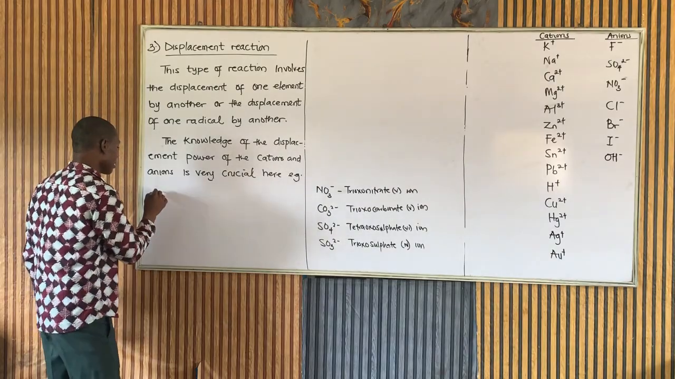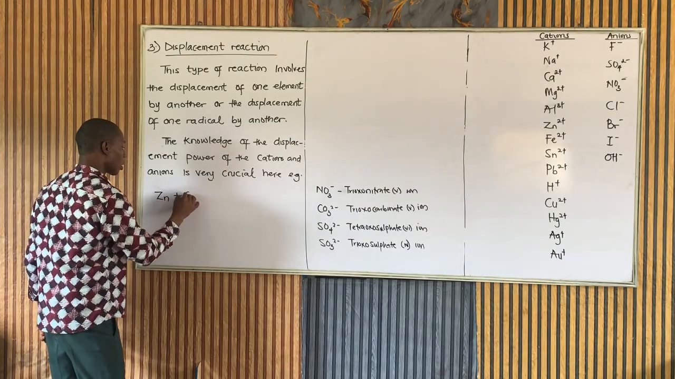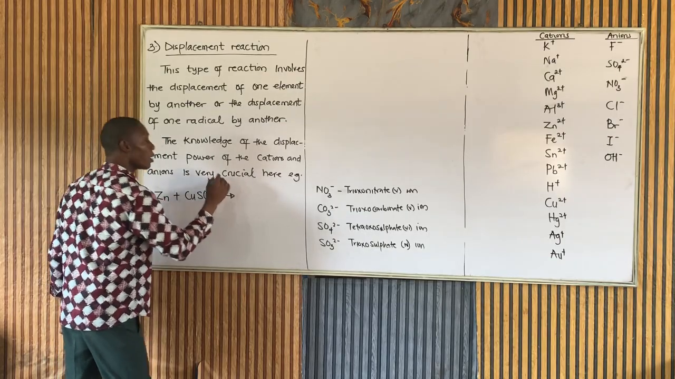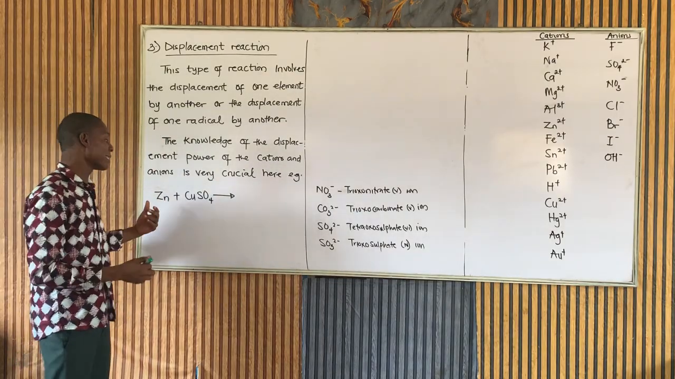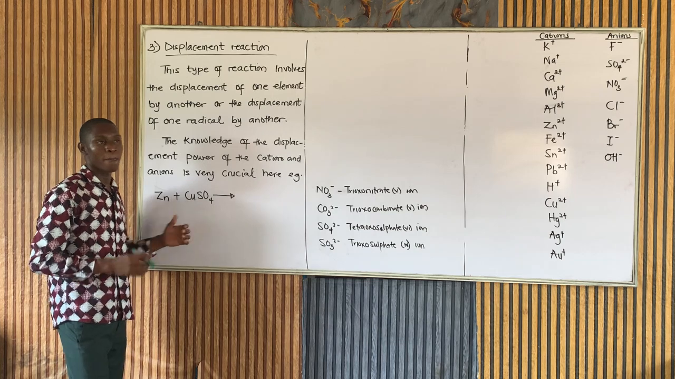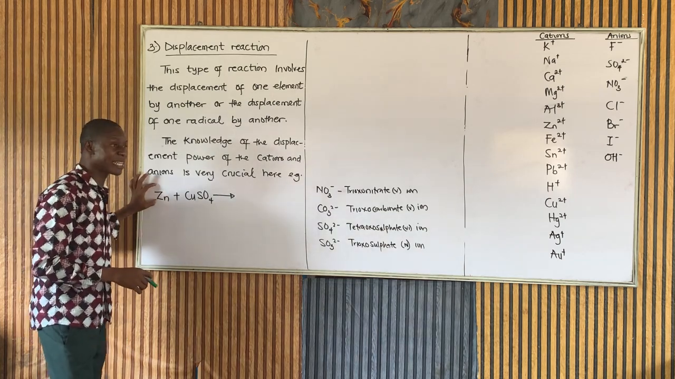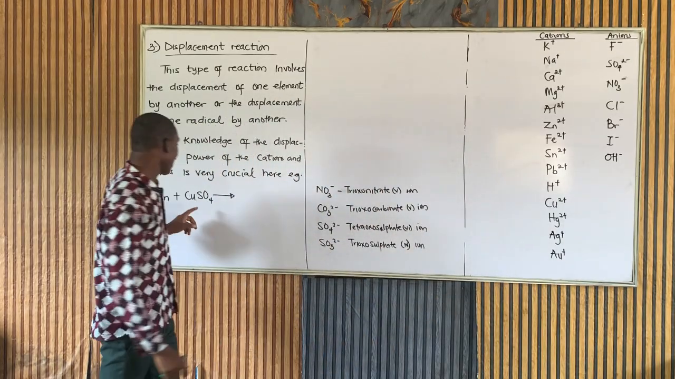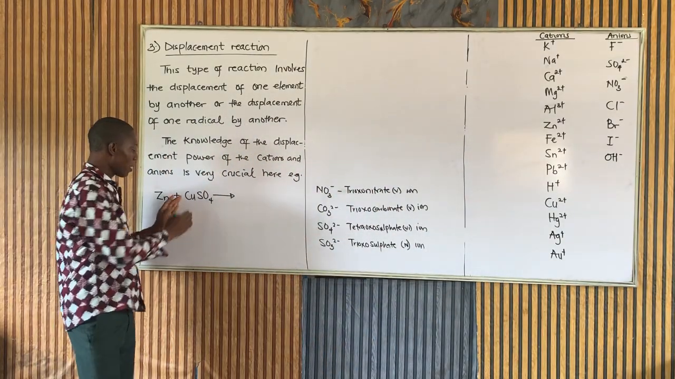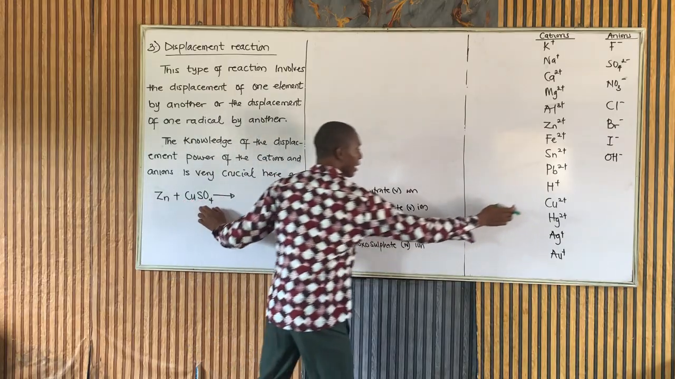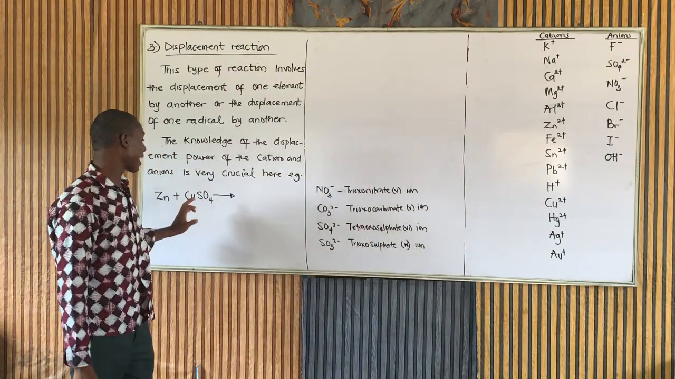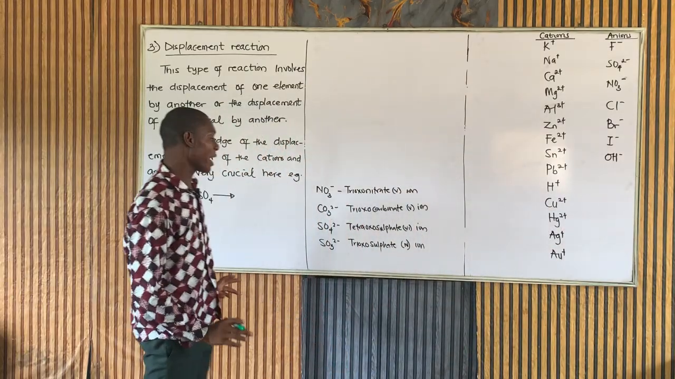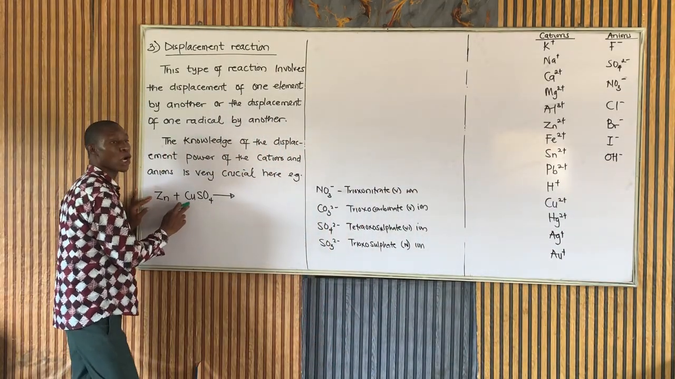Now, let's say we are given zinc plus copper 2 tetraoxosulfate 6. What then should be the product? Well, this is an element here, and this is a compound here. Actually, if you look carefully, zinc is a cation. That's zinc here, a cation. And then here we have two ions present. We have the Cu2+, this is it here, which is a cation, and the SO4 2-, which is an anion. Now, what will happen here is that zinc comes to displace copper.